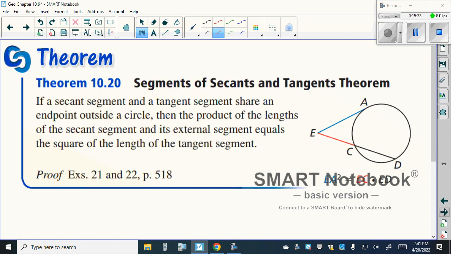Now the other type that we have is if we have a secant line and a tangent. Now for these here, we're going to square the tangent line's length and it's going to be set equal to the exterior times the whole. So the only difference between this one and the one before is that we have a tangent segment that will be squared.